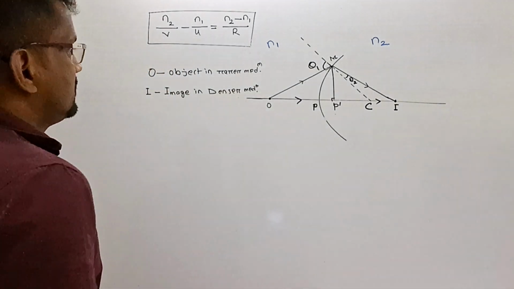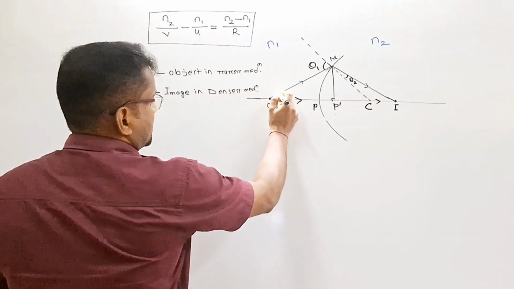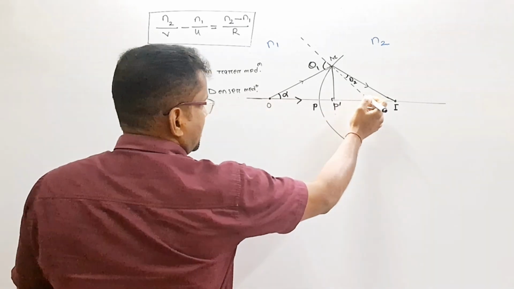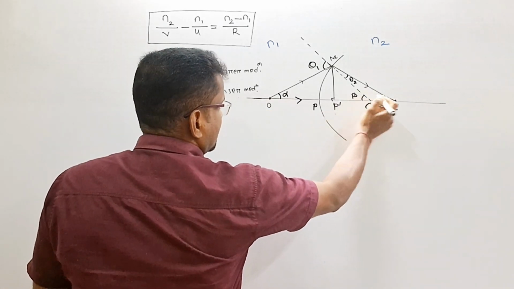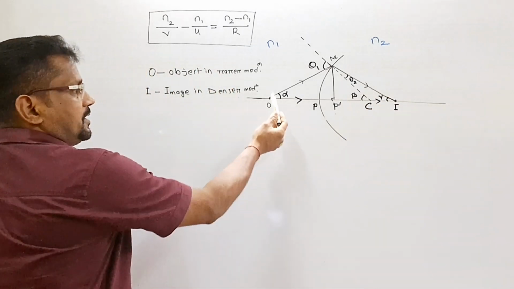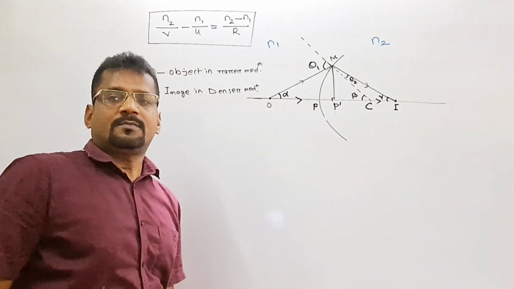Now, to reduce this relation, for that say this angle is alpha, and this angle let us consider beta, and this angle is gamma. I repeat, this angle alpha, let us consider beta, and this angle is gamma.